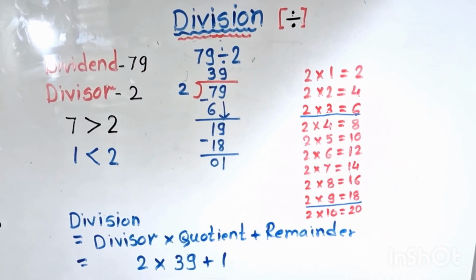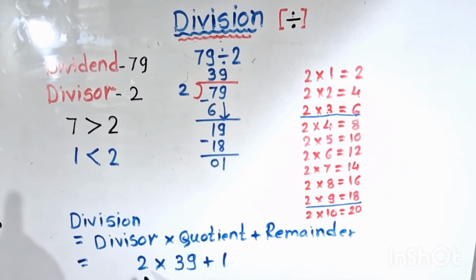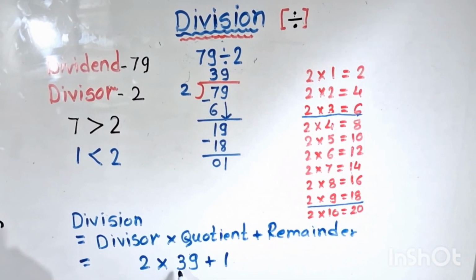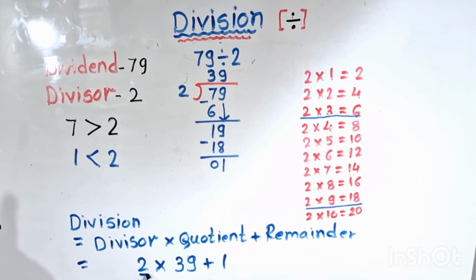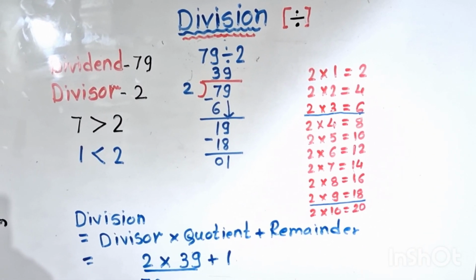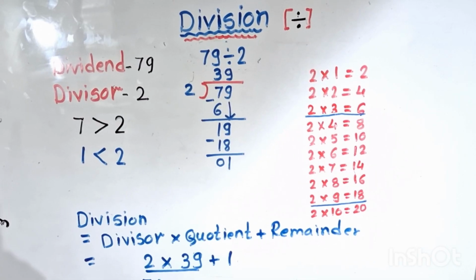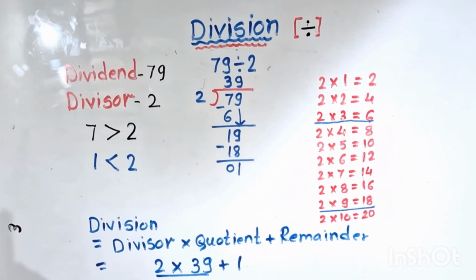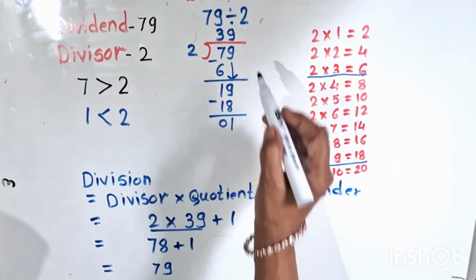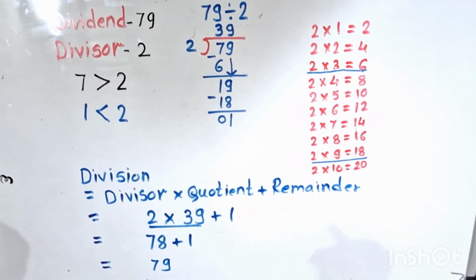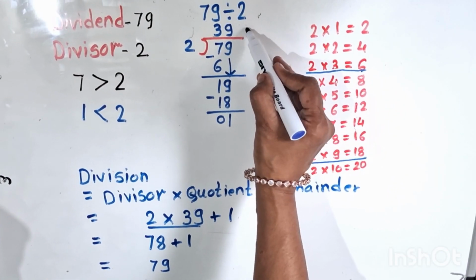See, we will check our answer. 9 2s are 18. 1 in mind. 2 3s are 6 plus 1, 7. 2 multiplied by 39 is equal to 78 plus this 1, our remainder. Final answer is 79, which is our dividend. That means our answer is right. Okay.